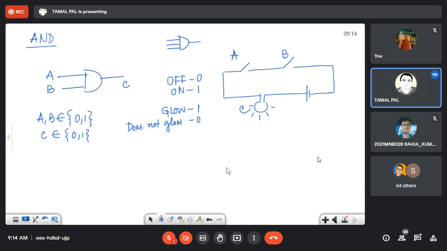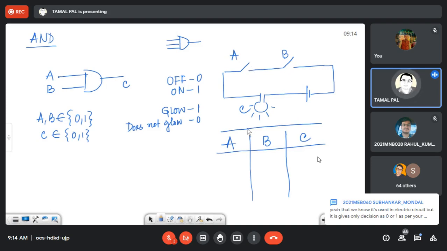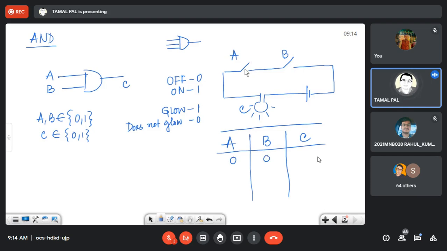Now, how can I get the behavior of this circuit? Let us prepare combinations. So if two switches are off, that means these switches are disconnected from the circuit. So that's why you cannot expect the bulb will glow. Okay. So that's why it is zero.